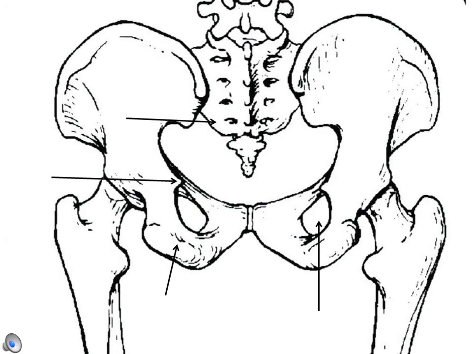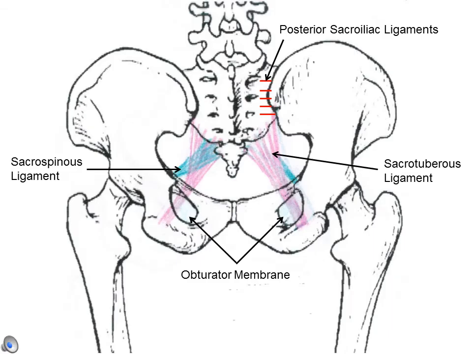Take this opportunity to pause the lecture to draw on the sacrospinous ligament, the sacrotuberous ligament, the obturator membrane, and the posterior sacroiliac ligaments. How does your drawing compare?